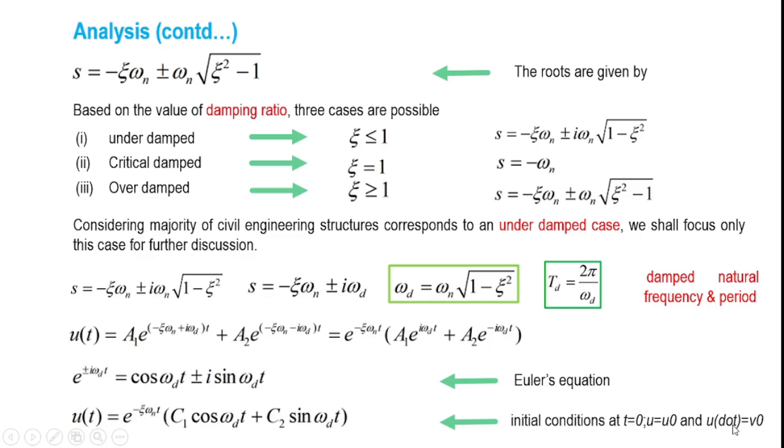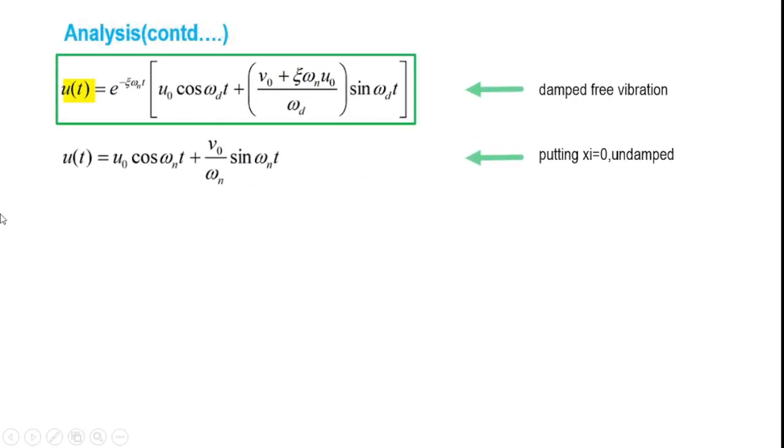Now substituting these two initial conditions, we can readily evaluate C1 and C2 in order to obtain the final response as u(t) equal to e raised to minus ξ ω_n t into [u0 cos ω_d t plus (v0 plus ξ ω_n u0) divided by ω_d into sin ω_d t]. So this is the solution for the response of a damped free vibration system.